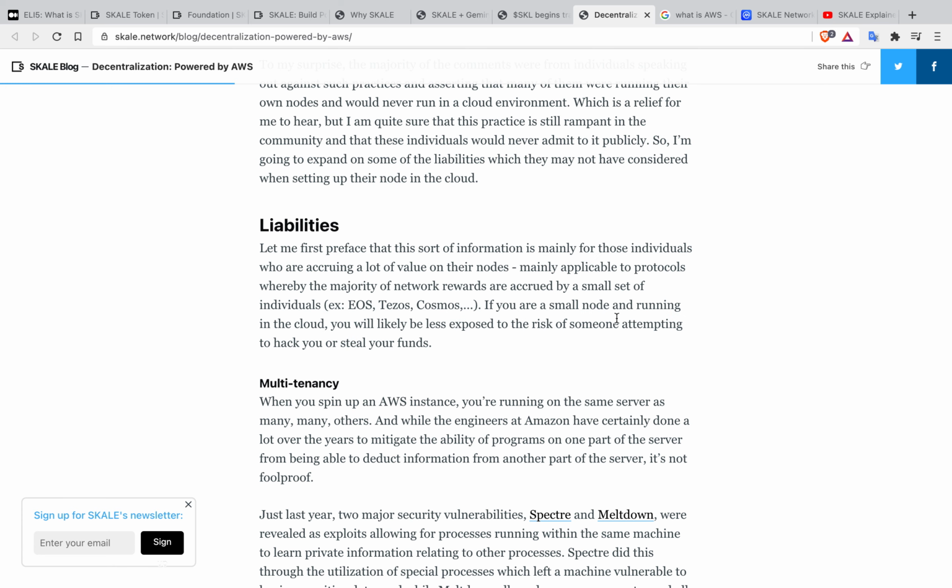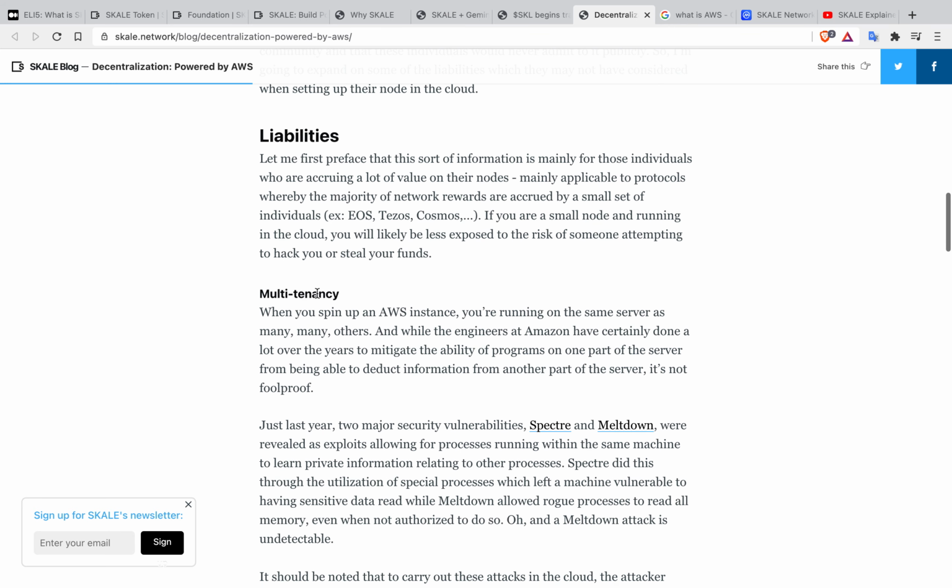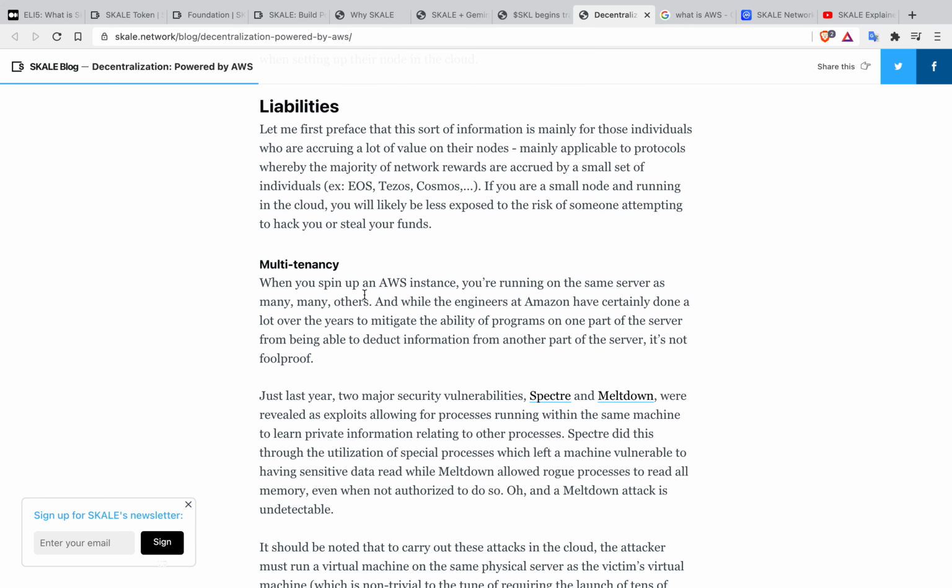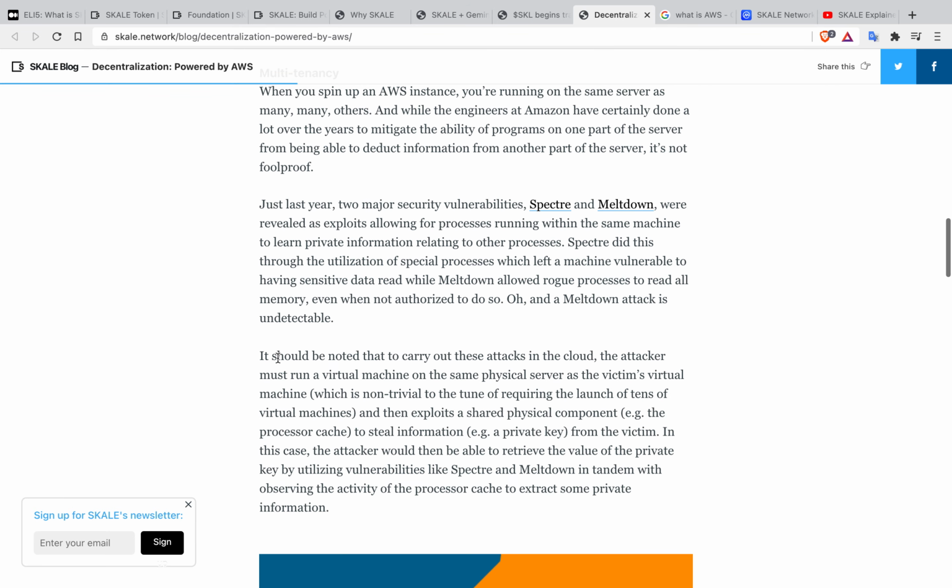So if you're a small node and running in the cloud, you will likely be less exposed to the risk of someone attempting to hack you or steal your funds. Multi-tenancy. So when you spin up on an AWS instance, you're running on the same server as many, many others. While the engineers at Amazon have certainly done a lot over the years to mitigate the ability of programs on one part of the server from being able to deduct information from another part of the server, it's not bulletproof, it's not foolproof, and it's not impossible.